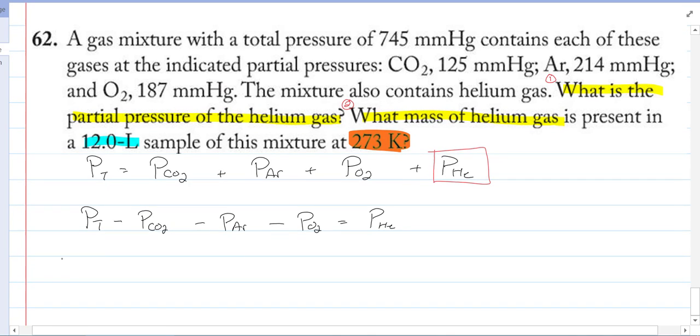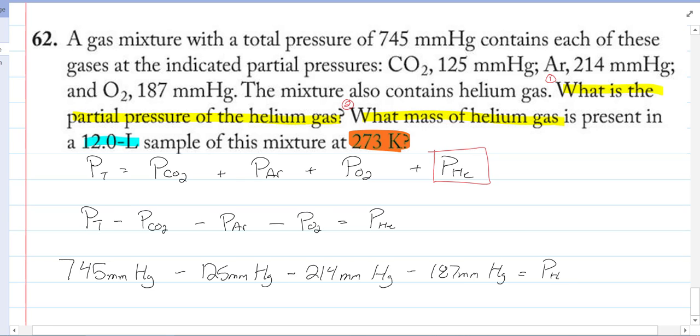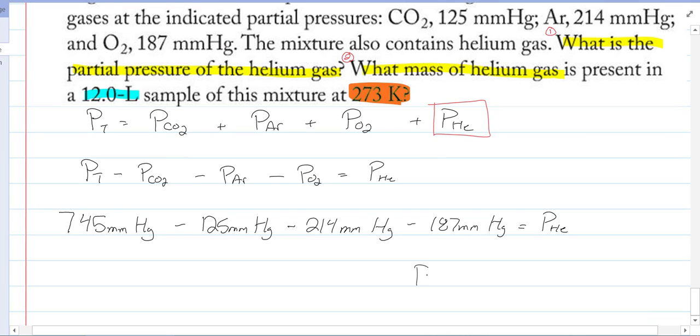So the total pressure was 745 millimeters of mercury, minus CO2 was 125 millimeters of mercury. What's next? Argon is 214 millimeters of mercury, and oxygen is 187. So the pressure of helium then looks like it happens to be, do the math, 219. And that would be the answer to the first question.